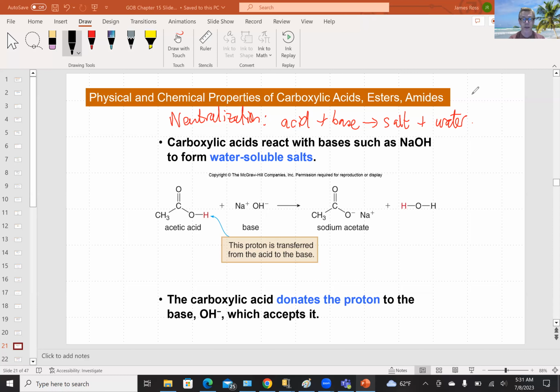So in this specific example, acetic acid is the acid, the base is sodium hydroxide, the salt is sodium acetate, and water is water. As you can see here, the H is going to go with the OH minus to make H2O, and the Na plus is going to come over here with the acetate to make sodium acetate. In general, neutralization is a specific type of double displacement.